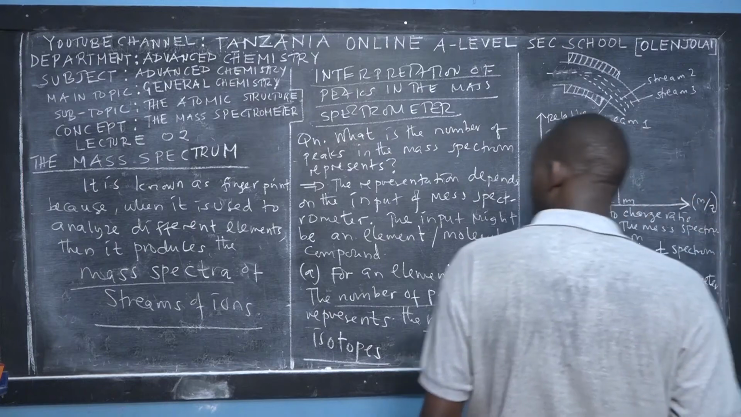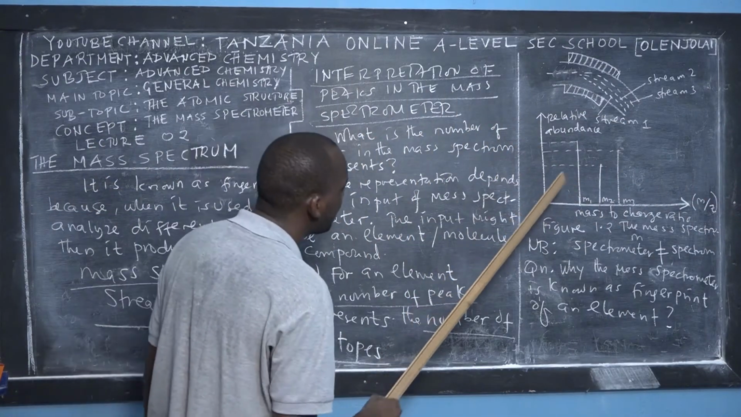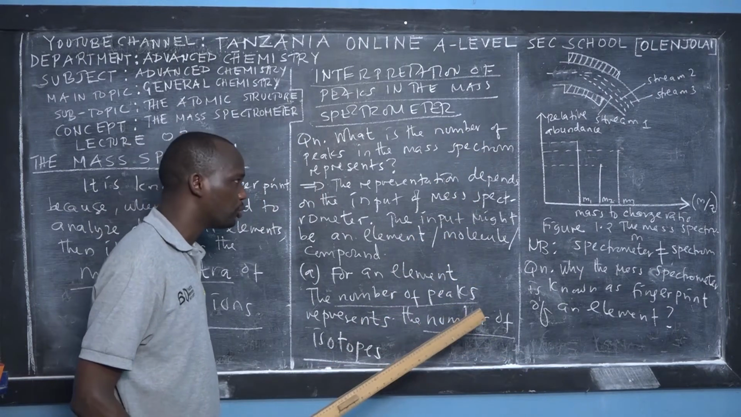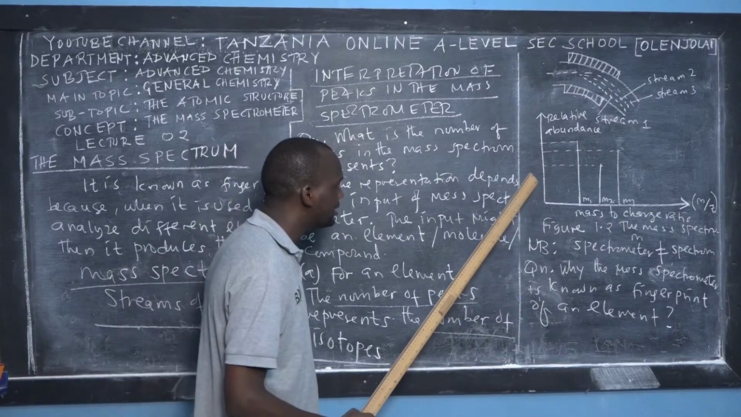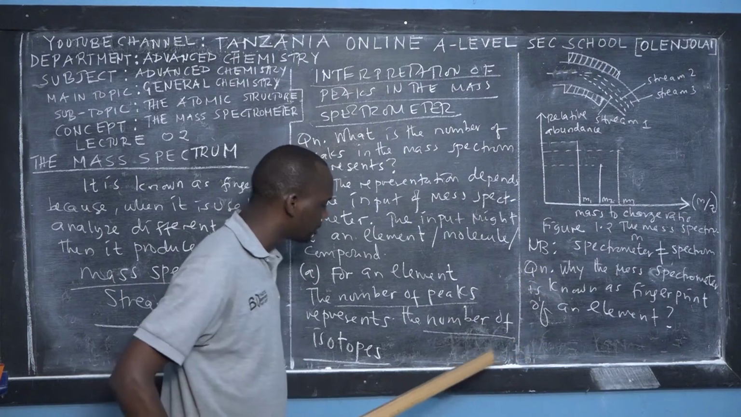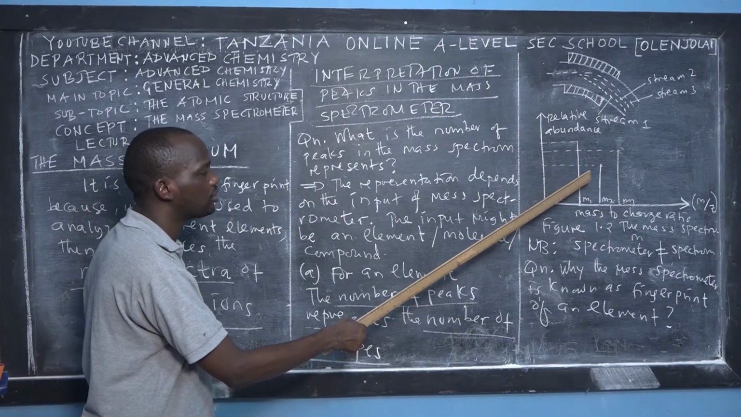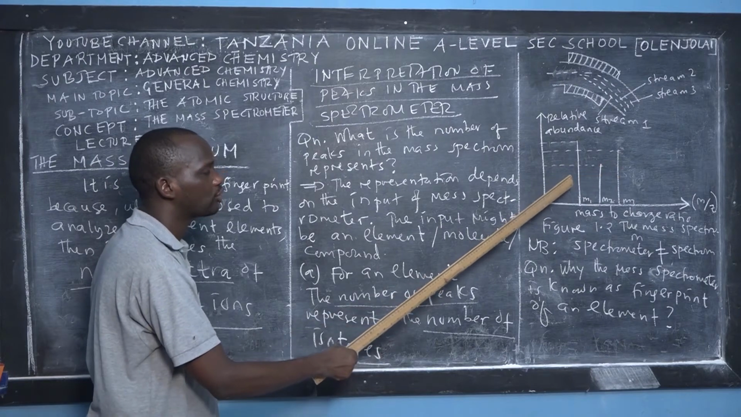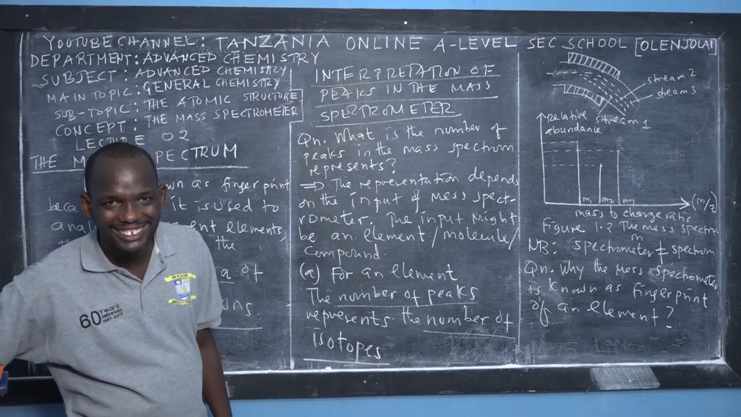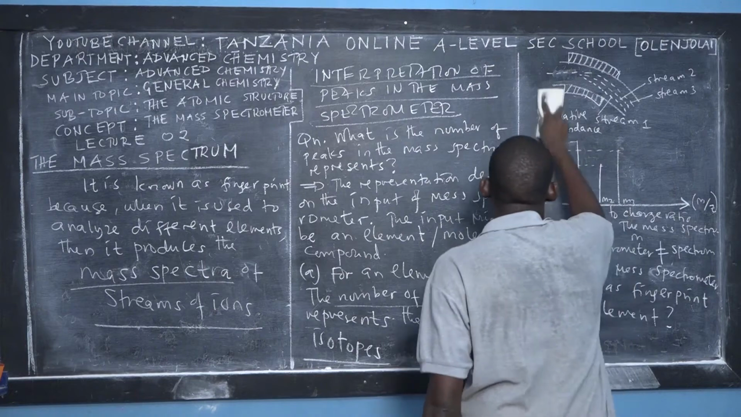In case the sample introduced into the mass spectrometer is an element, then the number of peaks represents the number of isotopes. So for example, in this plot we have how many peaks? 1, 2, 3. So how many isotopes are there? 3 isotopes. That's the meaning. Interesting? Fantastic? Yeah, it's true. Okay, good.